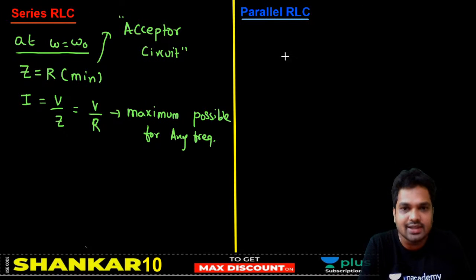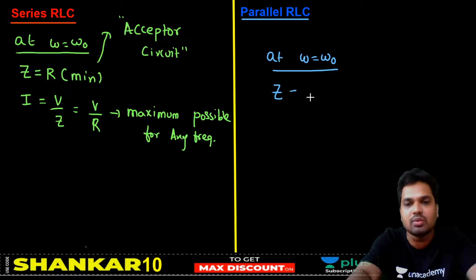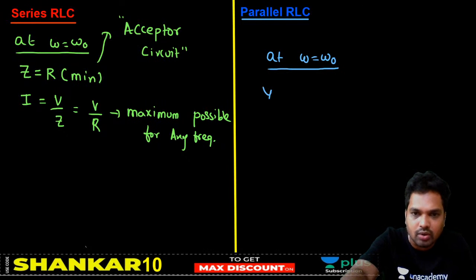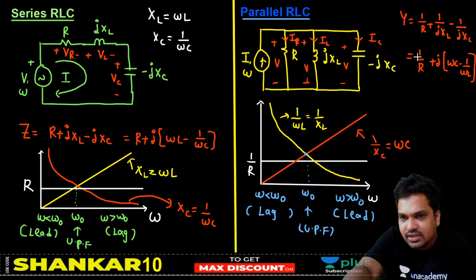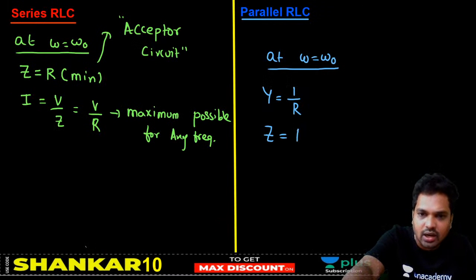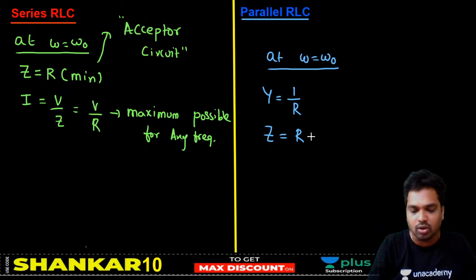Similarly, if you analyze the parallel RLC circuit at omega equal to omega naught, what is Z? Very good. At omega equal to omega naught, Y will be equal to 1 by R. Please see here, this part will cancel, so Y is 1 by R. So Z equal to how much here? R.